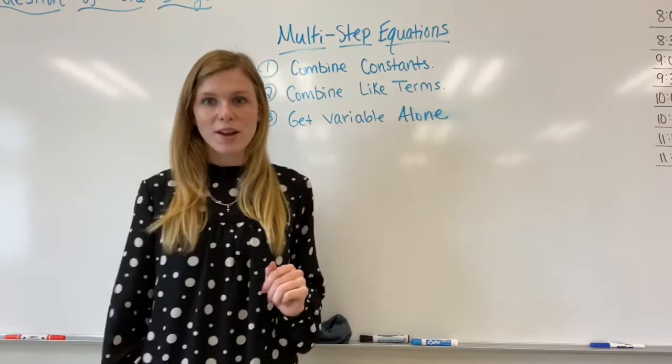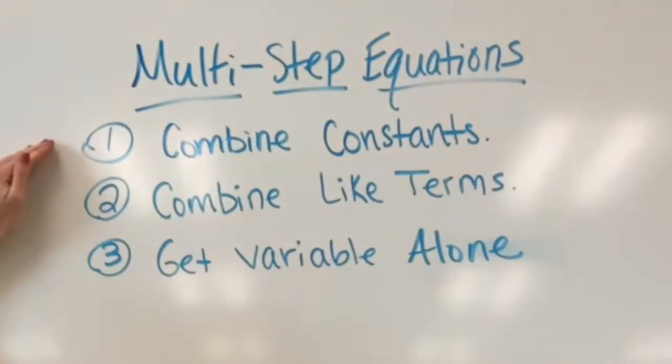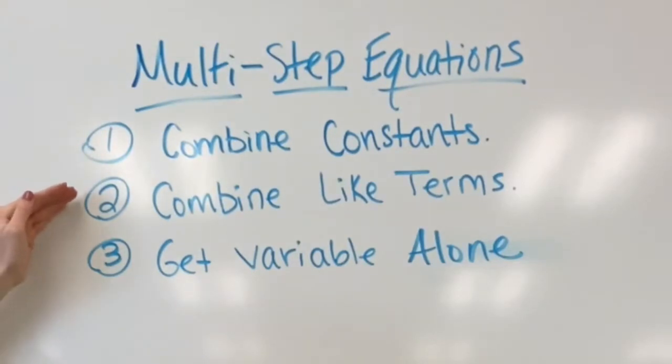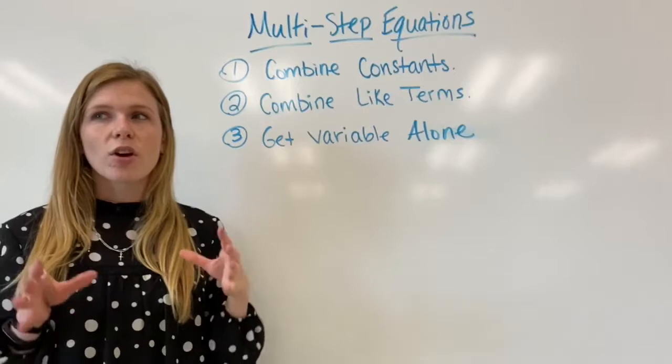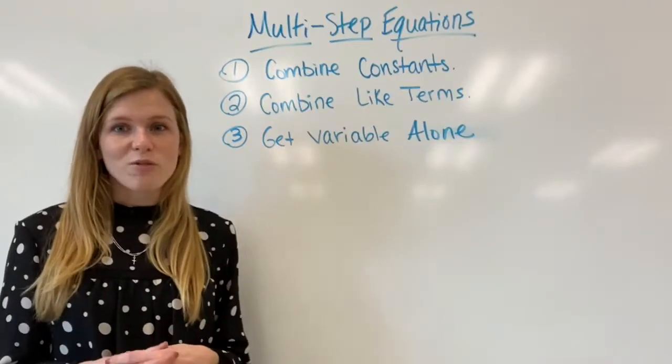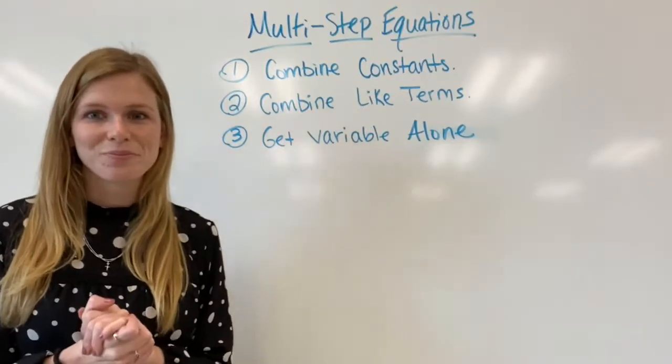Here are the steps that I want you to write down. Step number 1, combine constants, just like we were doing with the two-step equations. Same thing, combine those constants. Step number 2, combine like terms. Like terms is something that we have already practiced, but now you need to combine them when they're on two different sides of the equal sign. Step number 3, get the variable alone. So you need to undo any of the operations that are in the way of having that variable be alone. Let's take a look at an example.